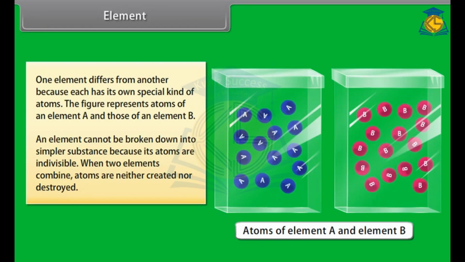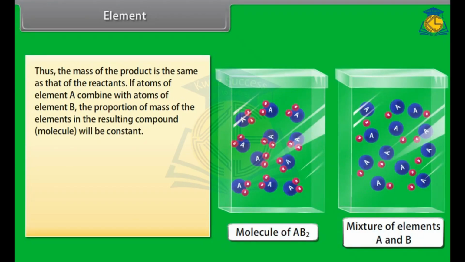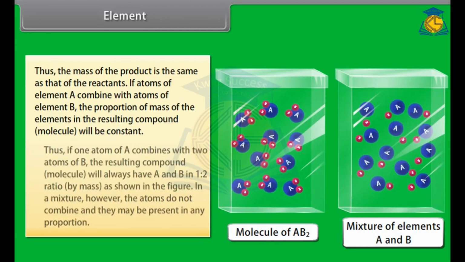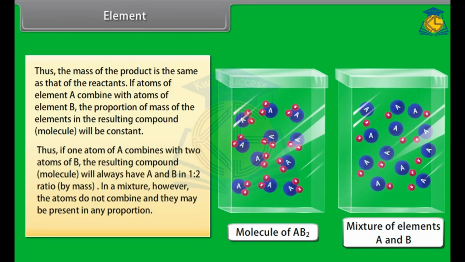When two elements combine, atoms are neither created nor destroyed. Thus, the mass of the product is the same as that of the reactants. If atoms of element A combine with atoms of element B, the proportion of mass of the elements in the resulting compound molecule will be constant. Thus, if one atom of A combines with two atoms of B, the resulting compound molecule will always have A and B in 1:2 ratio by mass as shown in the figure.